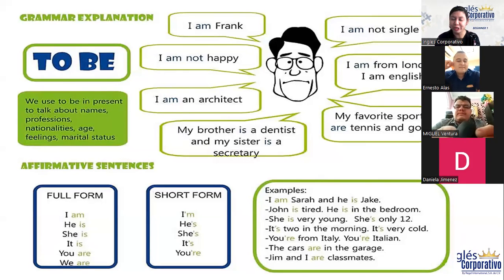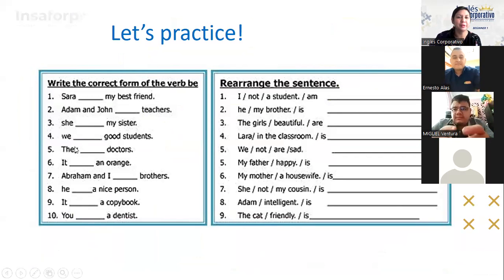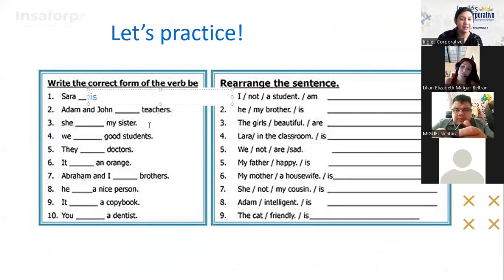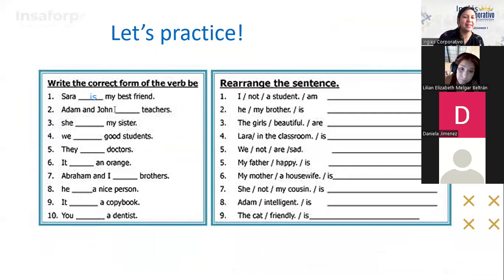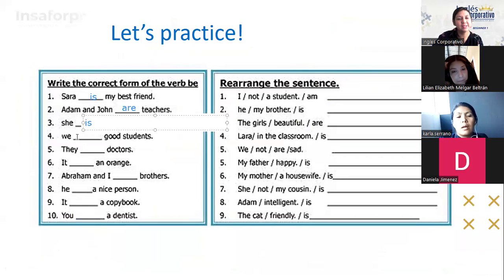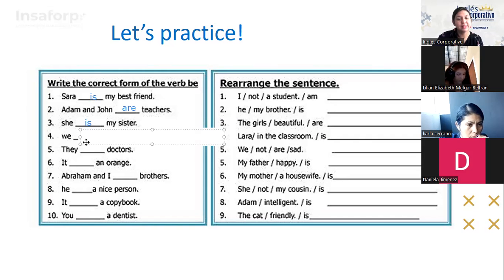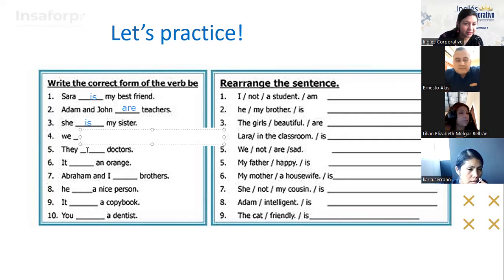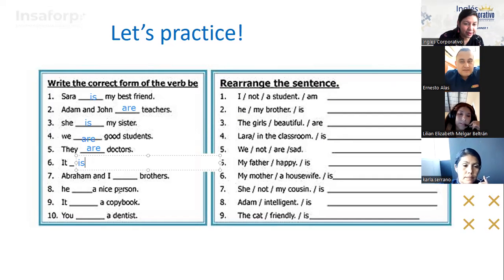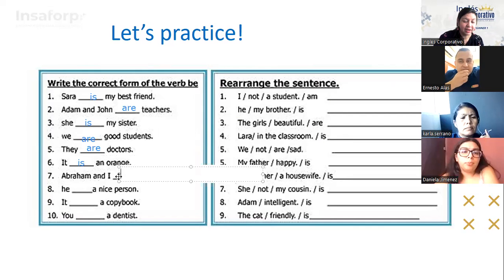Excellent. Okay, so now it's your turn to practice. Tell me what is the correct form here. We have Sara is my best friend. Sara is my best friend. Adam and John are teachers. She is my sister. She's my sister. We are good students. We are, yes. They are doctors. It is an orange. Abraham and I are brothers.